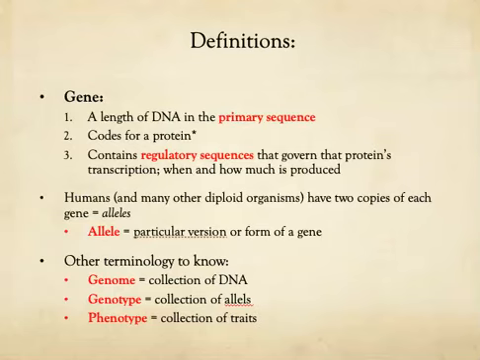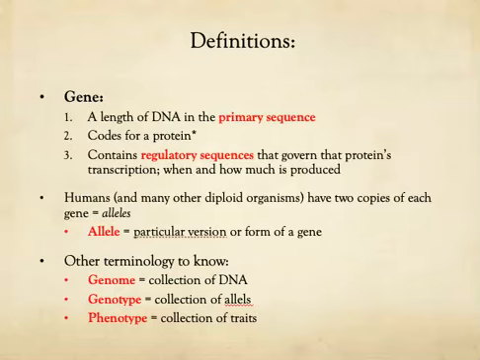Now, the other term we need to apply here is this term allele. Remember what an allele is. It's a particular version of a gene. So while a gene codes for a particular protein, there can be different versions of that particular protein. And the individual forms of that gene are referred to as alleles. So you and I, as diploid humans, we inherit two copies of every allele. We inherit one copy from our mother and one copy from our father.